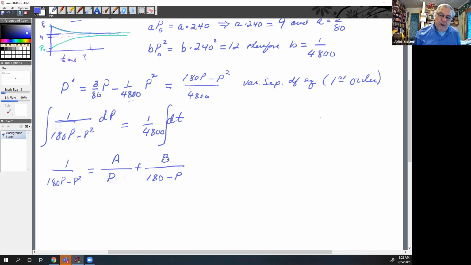Because if I can find A and B, then this integral will be the sum of these two integrals, dp, dp, dp. These will be constants, A and B. So this is just going to be a log function. And this is going to be some kind of a log function also, isn't it? I'd probably put a minus here and make this p minus 180. And then I'd use substitution and see that it's a log function.